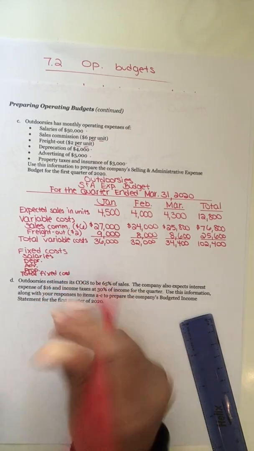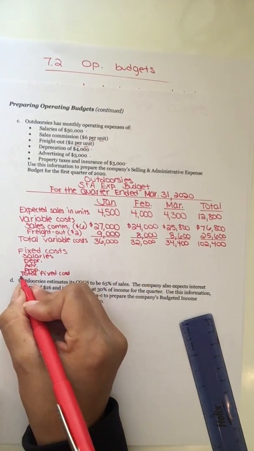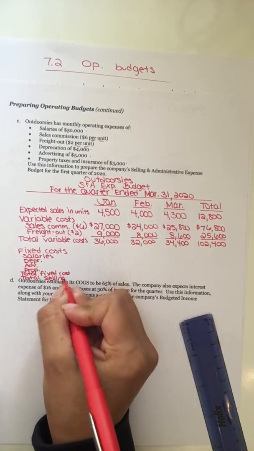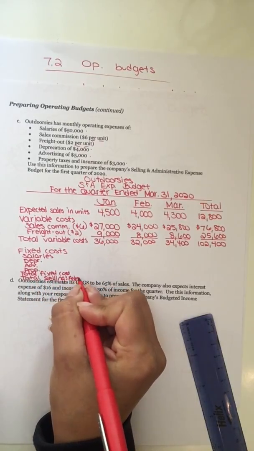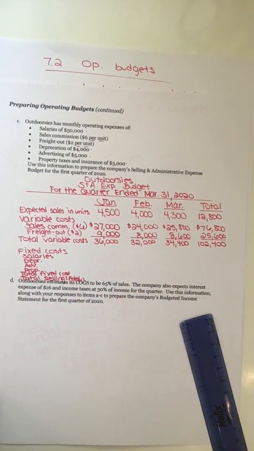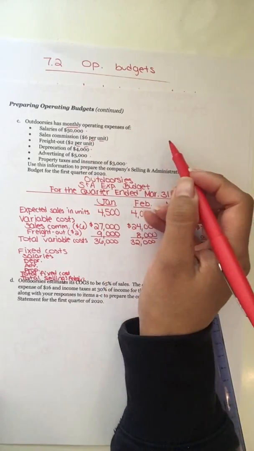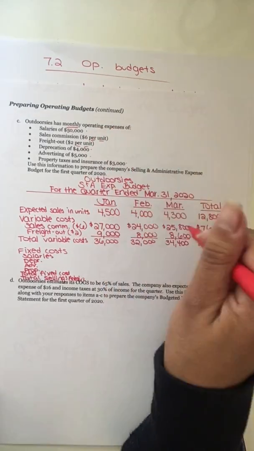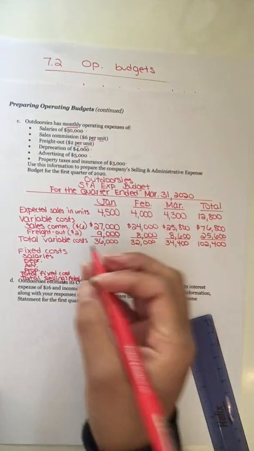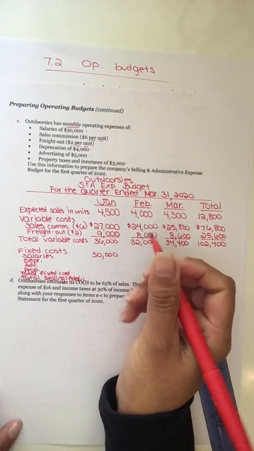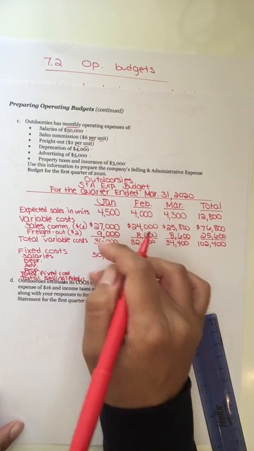And then we're going to add our fixed cost to our variable cost, and that's going to give us our total selling and admin. So fixed costs are easy. So monthly operating expenses. Again, if it had been given to us for the quarter, then we would have had to divide by 3, but they just gave us monthly. Easy peasy. 50,000. You don't need to repeat the dollar sign because it's again in the same column.